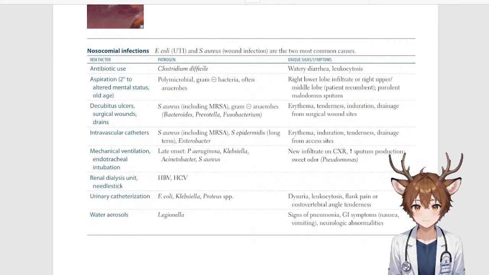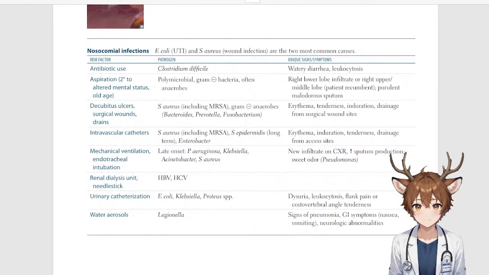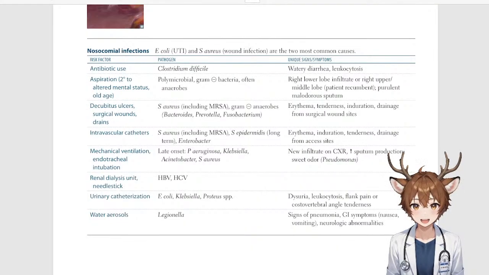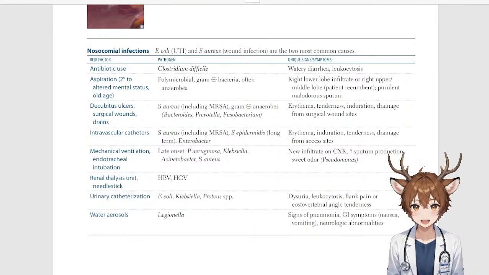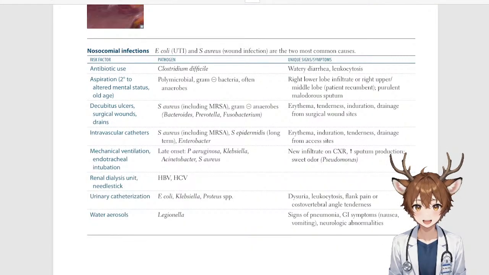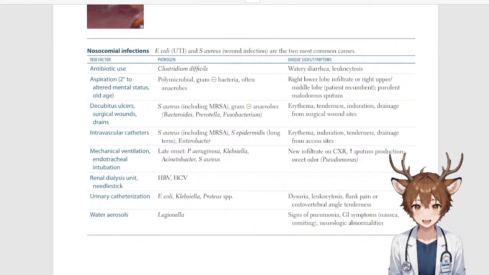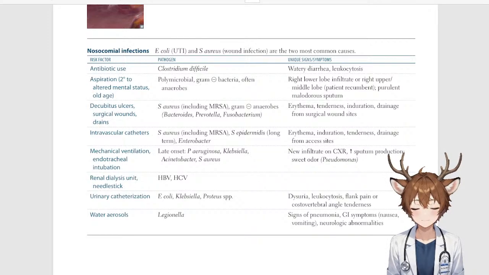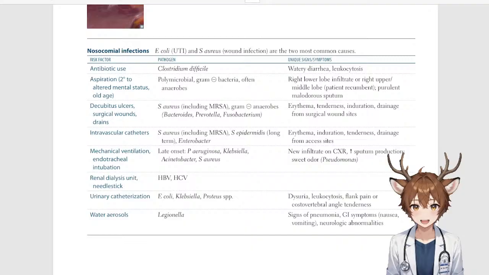Okay. What about decubitus ulcers, surgical wounds, and drains? Well, you could get Staph aureus, including MRSA, not fun, and gram-negative anaerobes like Bacteroides, Prevotella, and Fusobacterium. Unique signs would be erythema, tenderness, induration, and drainage from surgical wound sites. Intravascular catheters: you could get Staph aureus, including MRSA again, and Staph epidermidis long-term. This will present maybe with erythema, induration, tenderness, and drainage from access sites.